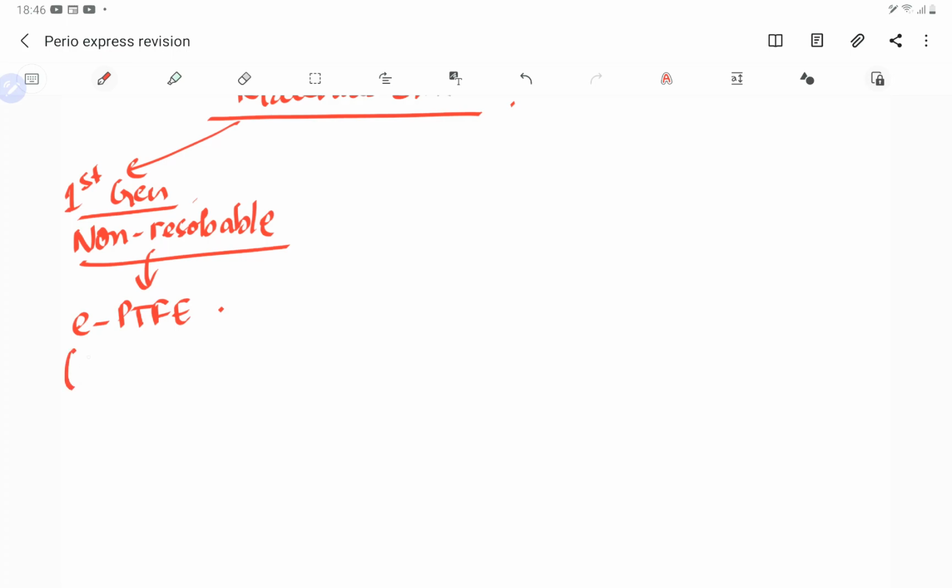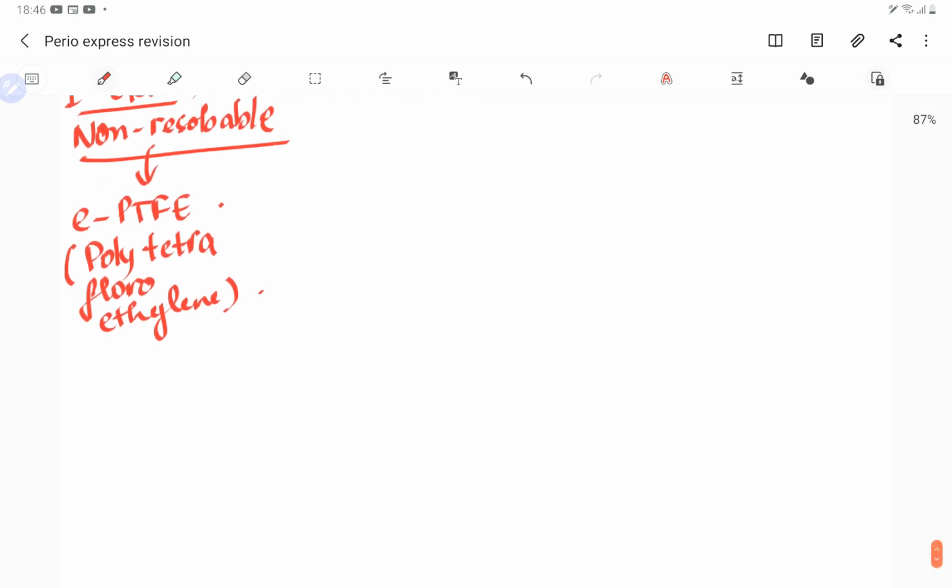polytetrafluoroethylene. If you want me to write it, I can write it. Polytetrafluoroethylene, and E is the expanded version of that. So basically this EPTFE, Gore-Tex is a company which releases this EPTFE, expanded polytetrafluoroethylene.